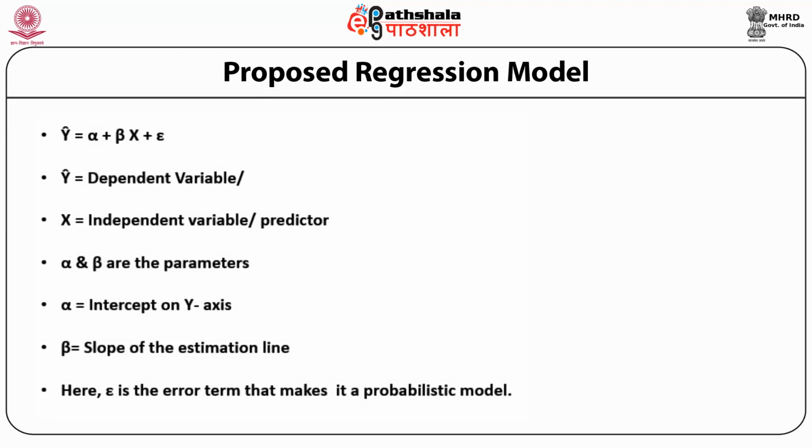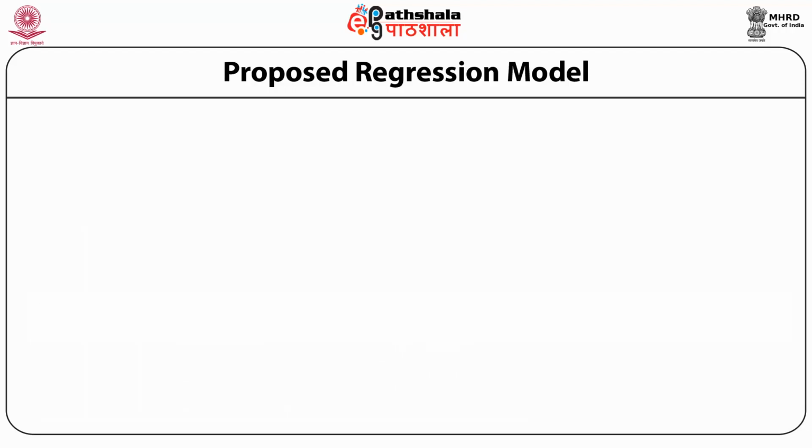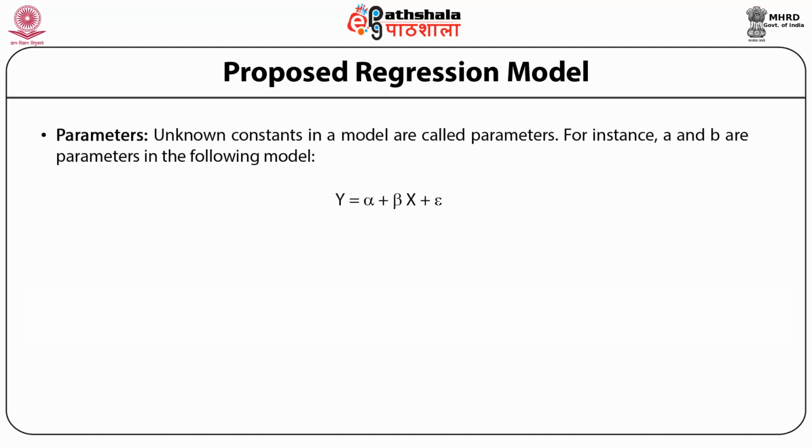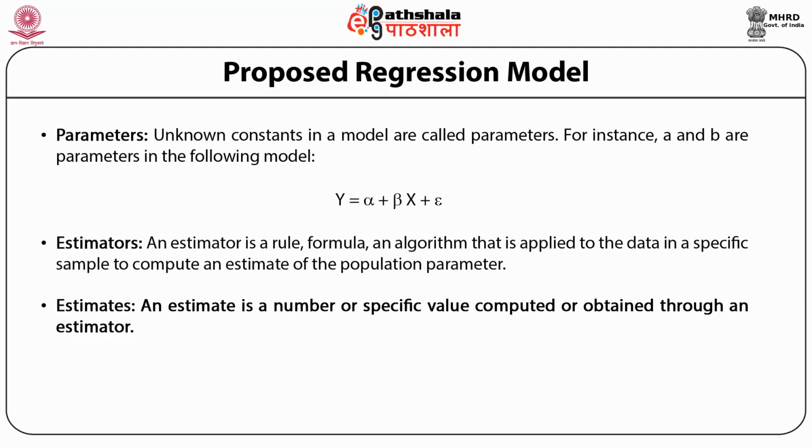So here y cap is the predicted value of the dependent variable, x is the independent variable, that is also known as the predictor, alpha is the prediction error, and beta is the slope of the estimation line. In this equation we can see the right portion alpha plus beta x plus alpha. This portion is known as the estimator.